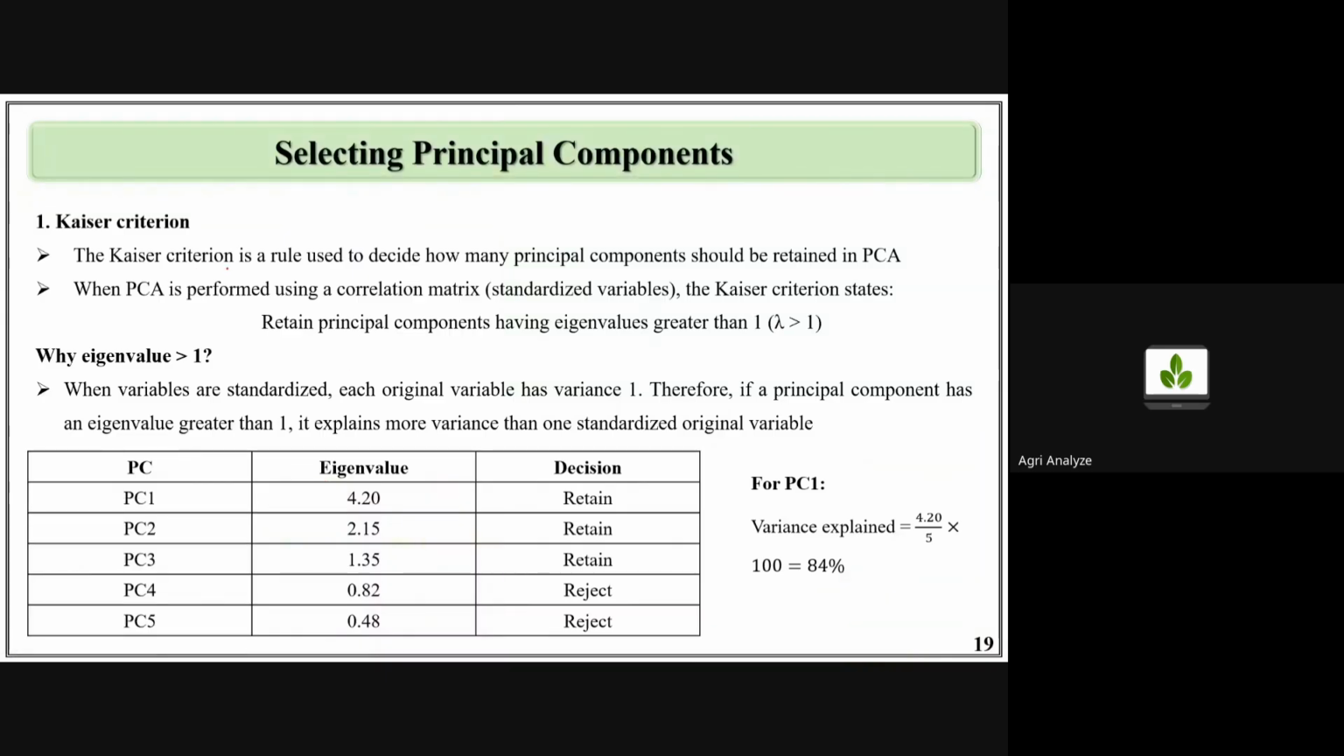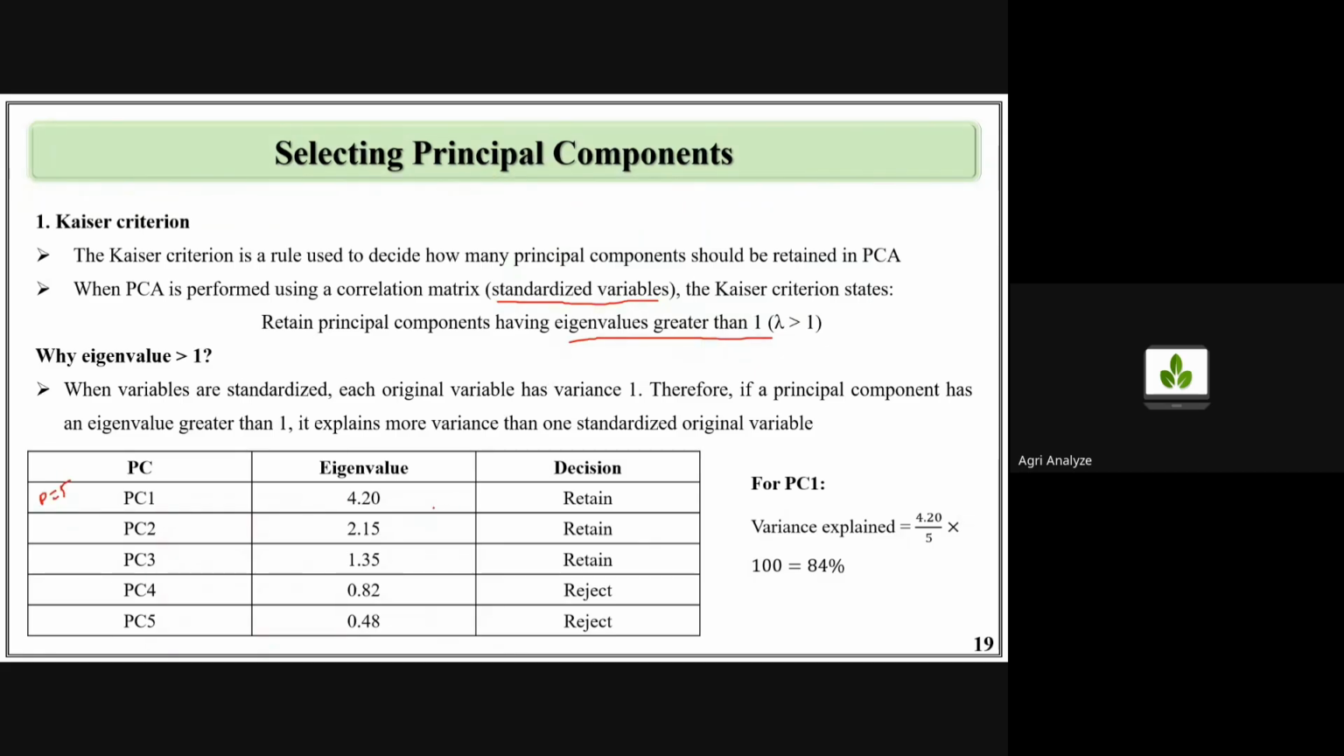So the Kaiser criterion is a rule used to decide how many principal components should be retained in PCA. When PCA is performed using a correlation matrix, it means standardizing our variables. The Kaiser criterion states that we retain principal components having an eigenvalue greater than 1. Here we have 5 principal components: PC1, PC2, PC3, PC4, and PC5. So p is equal to 5.